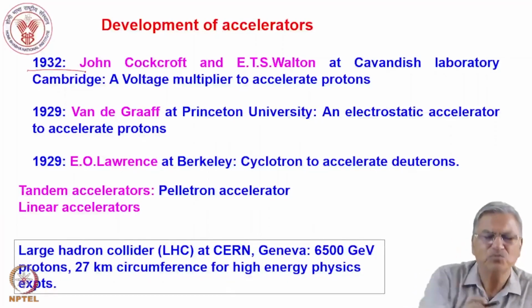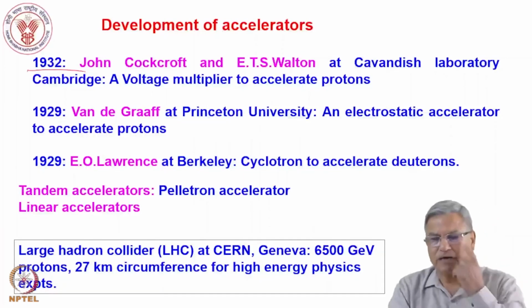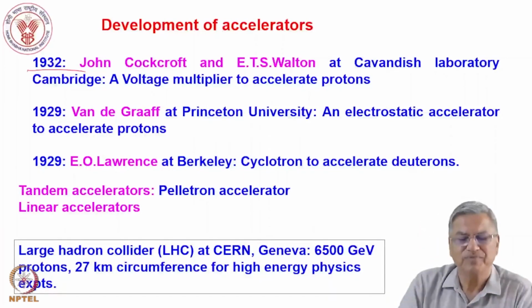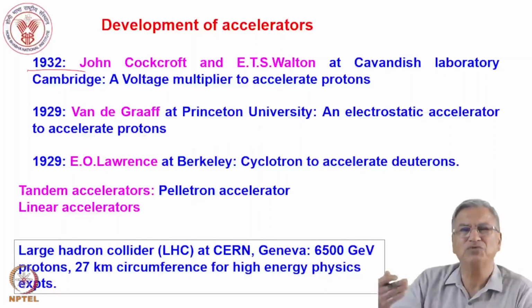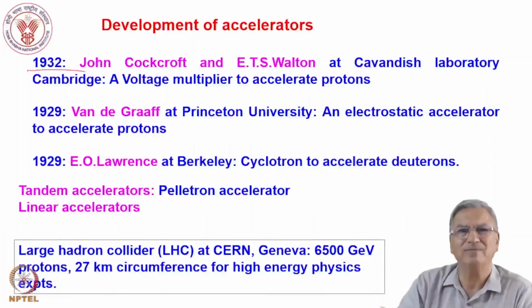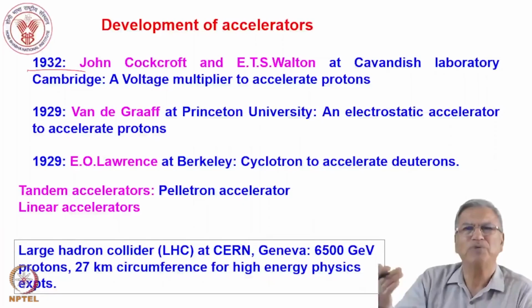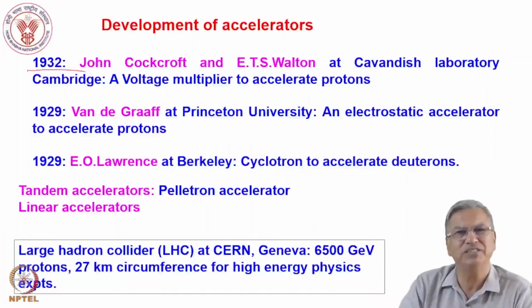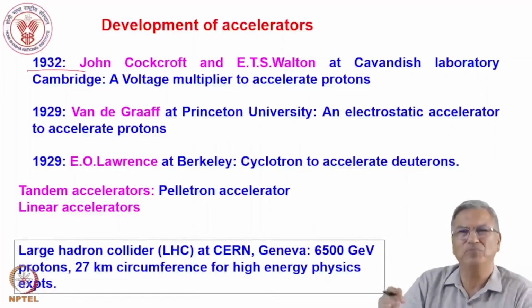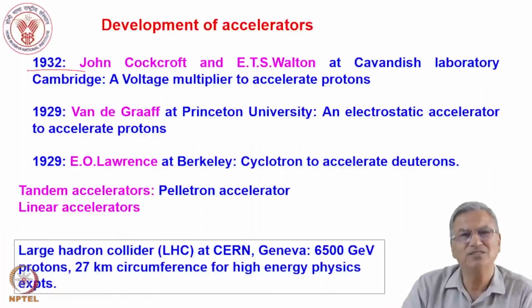In 1932, Cockcroft and Walton at Cavendish Laboratory, Cambridge, developed a voltage multiplier by which you can generate high energy particles. Basically, you have a cascade of electrodes which you can charge to higher and higher voltage. Like in a photomultiplier tube, where you have the cathode and then the dynodes having higher and higher voltages, in this cascade generator you have electrodes having higher and higher voltage.